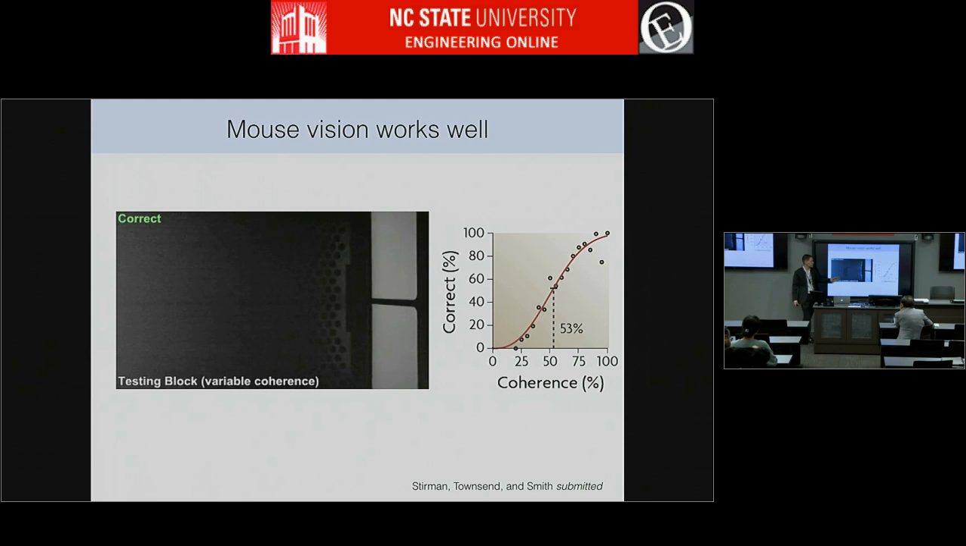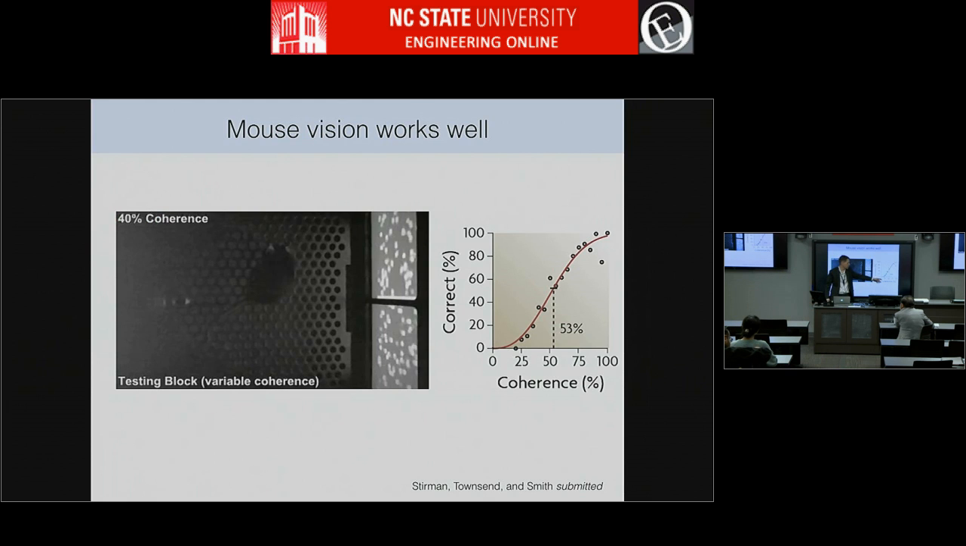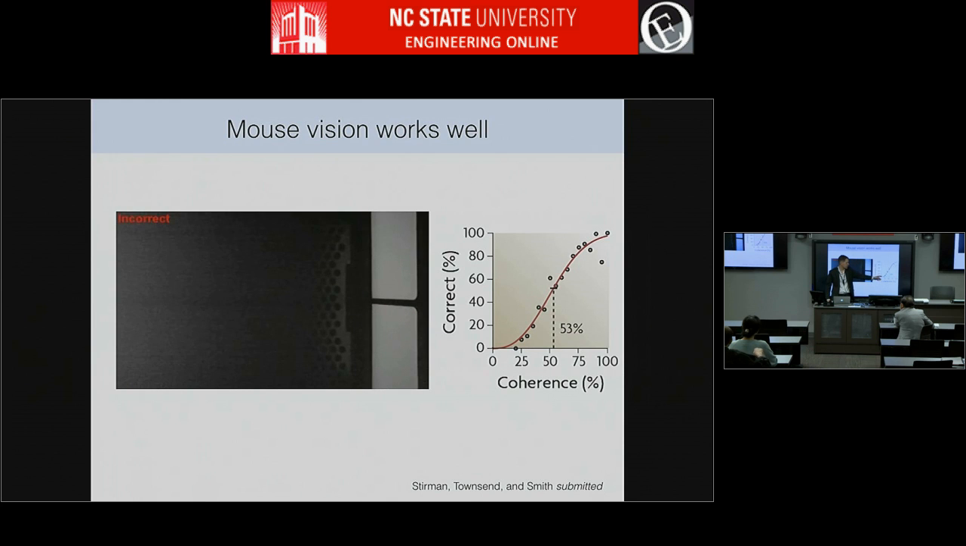And for those people, they do very, very poorly on this test. Their coherence thresholds would be shifted 30 to 40% to the right. So they need a much larger fraction of the dots all moving in the same direction for them to be able to perceive the coherent direction of motion. So this is one thing that we're doing. We also are looking at naturalistic images in mice.